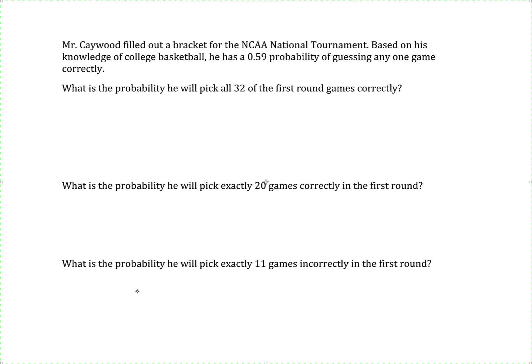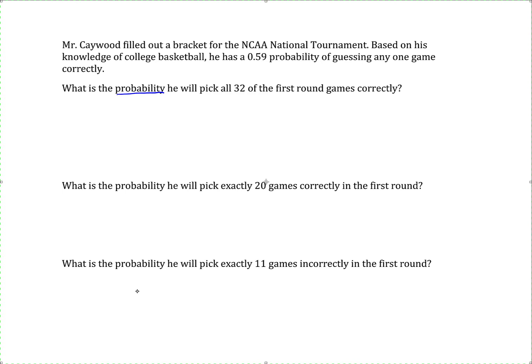Well, anytime we want to find a probability, we have a lot of different ways of approaching a solution. What's nice is the situation where we can use a distribution to calculate the probability, because those are very systematic methods. If you'll notice, in this particular case, Mr. Kaywood would either guess a game correctly or incorrectly. So there's only two potential outcomes, which is very suggestive of a binomial distribution.